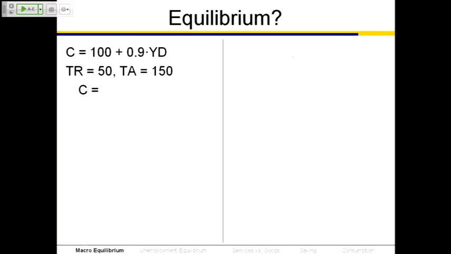Where transfers equal 50 and taxes equal 150. I don't have any units up here. You can make up whatever units you want because it doesn't really matter for how we solve the problem. So we can take those three pieces of information up there and we can simplify.